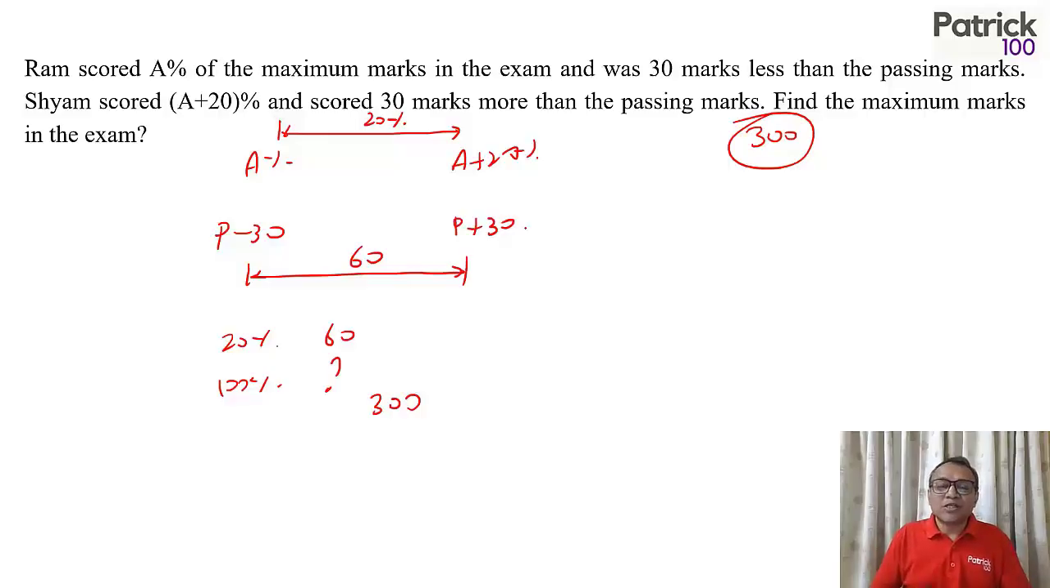So in this cross multiplication, a difference of 20% leads to a difference of 60 marks. So that means 20% is 60, so 100%, which is the maximum marks, will be 300. Right? 3 times. So this also will be 3 times 100, that is 300.